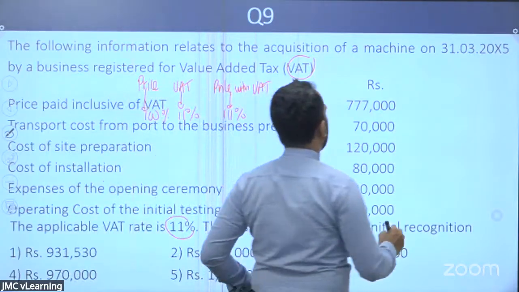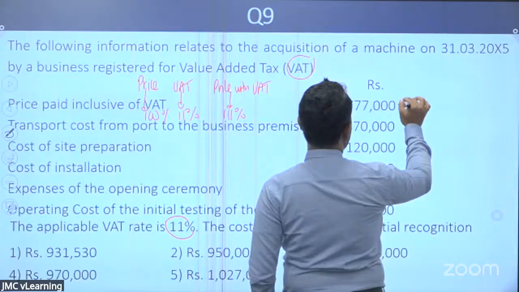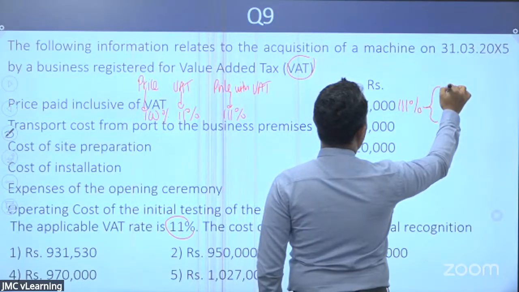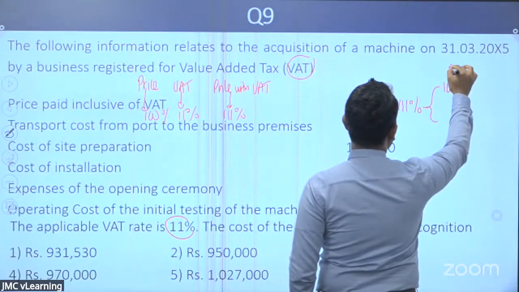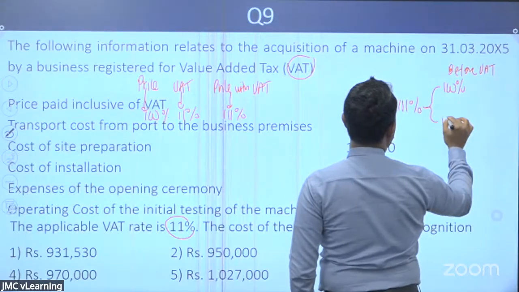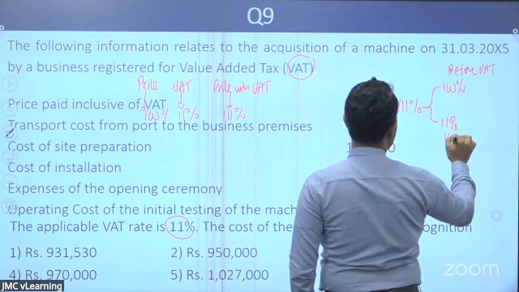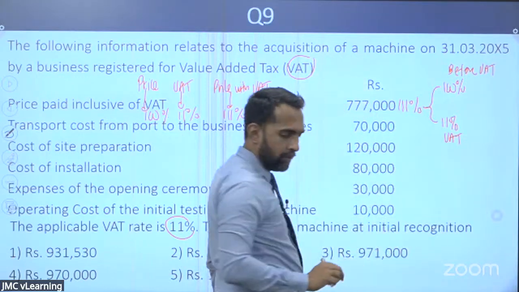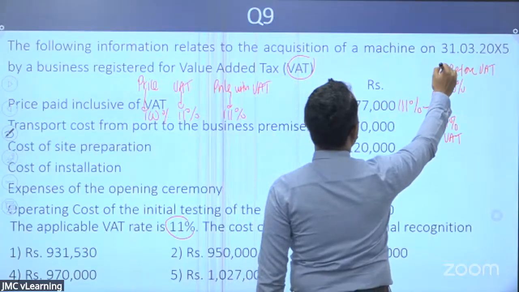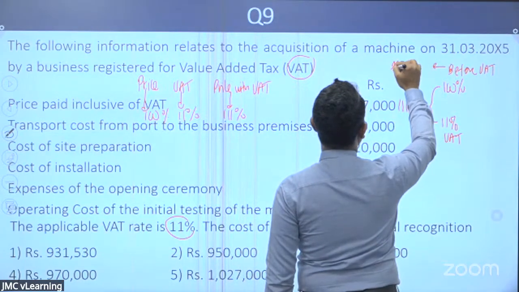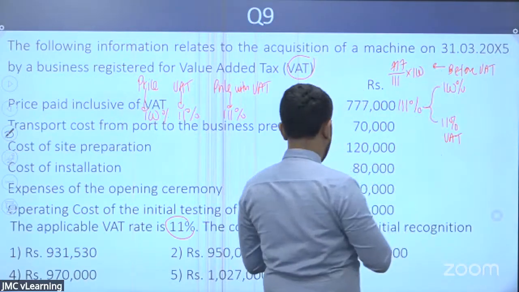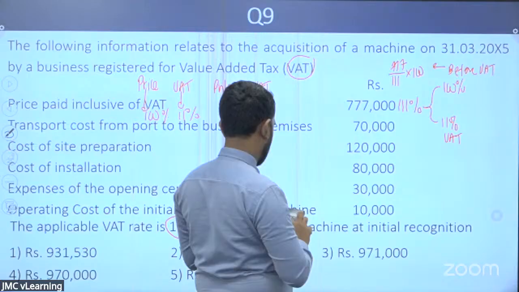So if you take this 777, that is 111%. Then we need to figure out how much is 100%, which is before VAT, and how much is the 11%, which is the VAT figure. You can easily calculate. So how do we calculate this? Before VAT figure: if 777 is 111, how much is 100? You can easily calculate now.